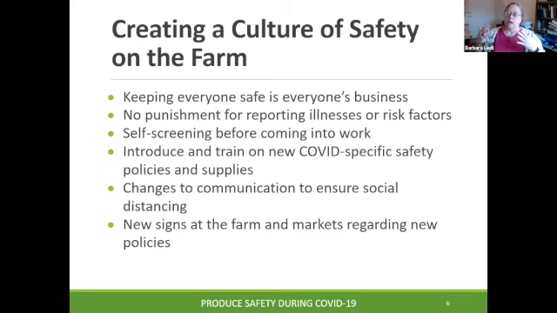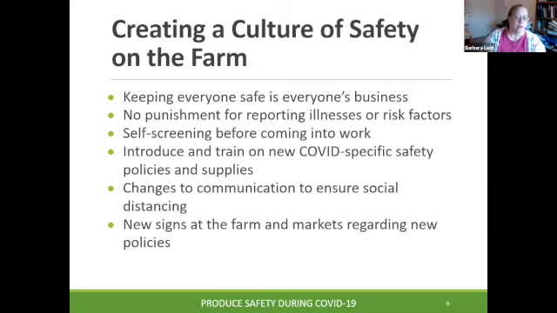So creating that culture of safety on the farm, safety for each other, safety for the food that you're producing, all of that is really key. And not just with COVID-19, but with all health issues. So it's going to be important to put that in place.